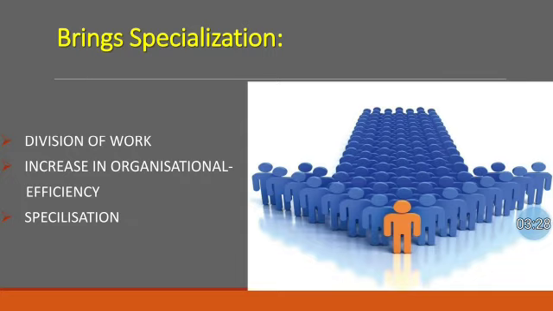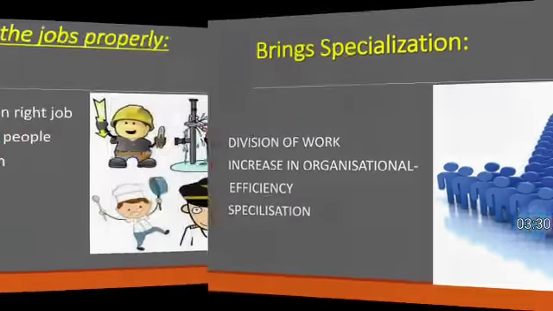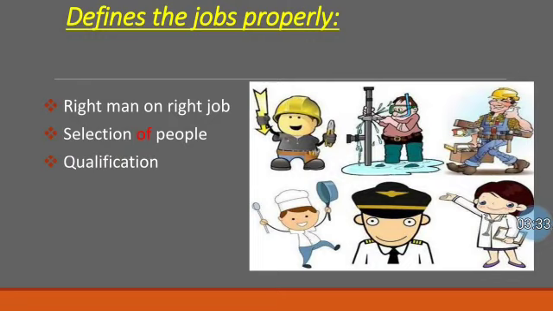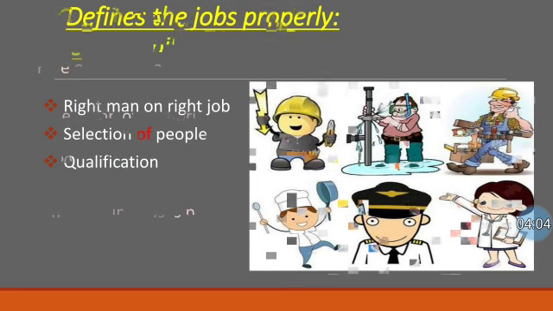Now let's move to the next point. Defines the jobs properly. The first requisite of this plan is right man on right job. As in the organization, many people are working together and every individual has their own qualification and specialization. It is the role of the organization to select people for different departments as per their skill, interest, qualification and experience. Let's move to the next point.